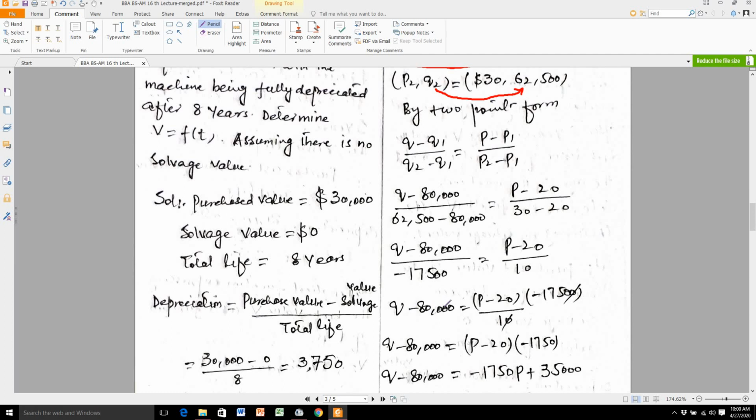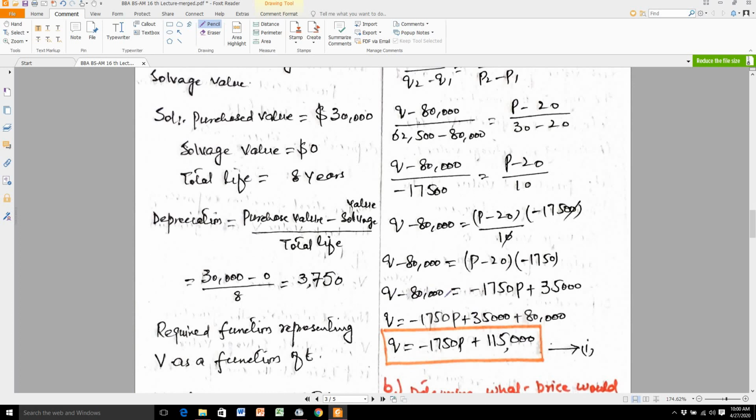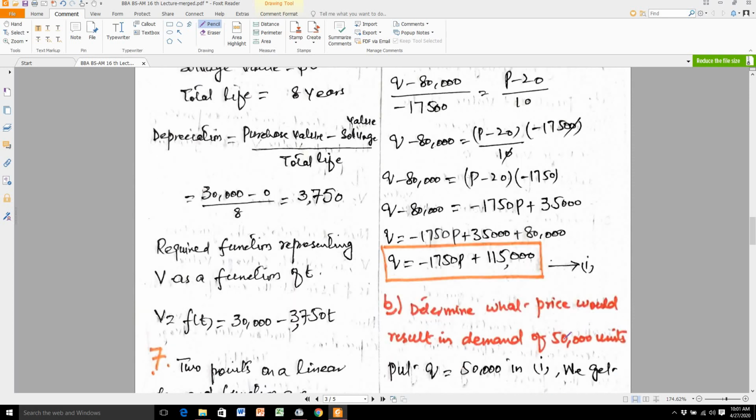After cross multiplication, Q minus 80,000 is equal to P minus 20 divided by 10 multiplied by minus 17,500. After simplification, I get Q minus 80,000 is equal to P minus 20 into minus 1750. On multiplication, we get Q minus 80,000 is equal to minus 1750 P plus 35,000. And when I take this 80,000 towards the right, this function gets the shape Q is equal to minus 1750 P plus 35,000 plus 80,000. This is equal to Q is equal to minus 1750 P plus 115,000. This is the function form of the demand function.